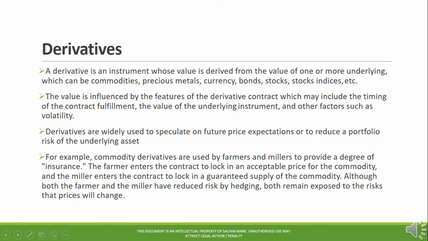Derivatives are widely used to speculate on future price expectations, or to reduce a portfolio risk of underlying asset. For example, commodity derivatives are used by farmers and millers to provide a degree of insurance. The farmer enters the contract to lock in an acceptable price, which is his production cost plus profit for the commodity. And the miller enters the contract to lock in a guaranteed supply of the commodity. Although both the farmer and the miller have reduced risk by hedging, both remain exposed to the risks that prices will change.